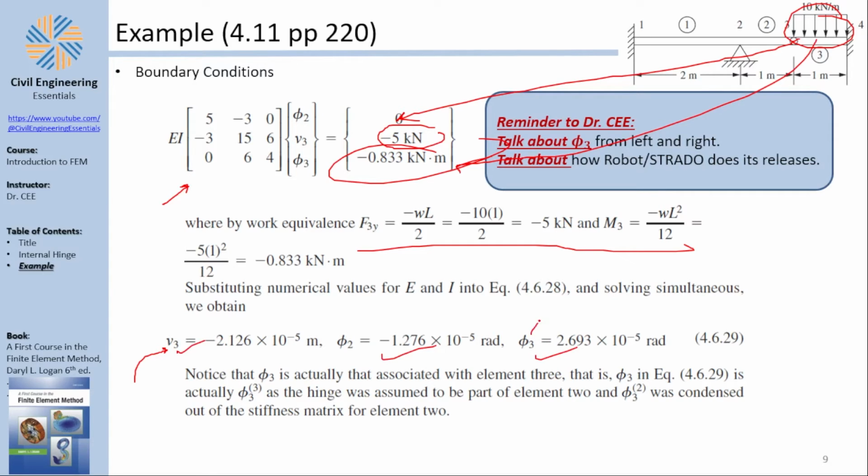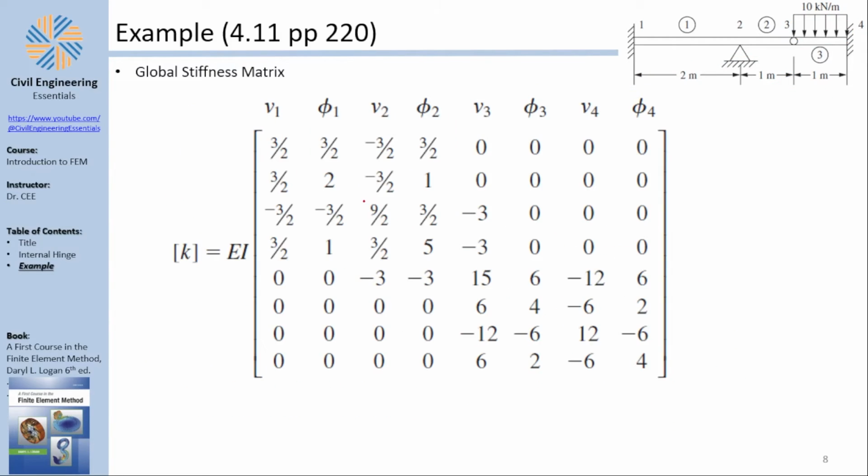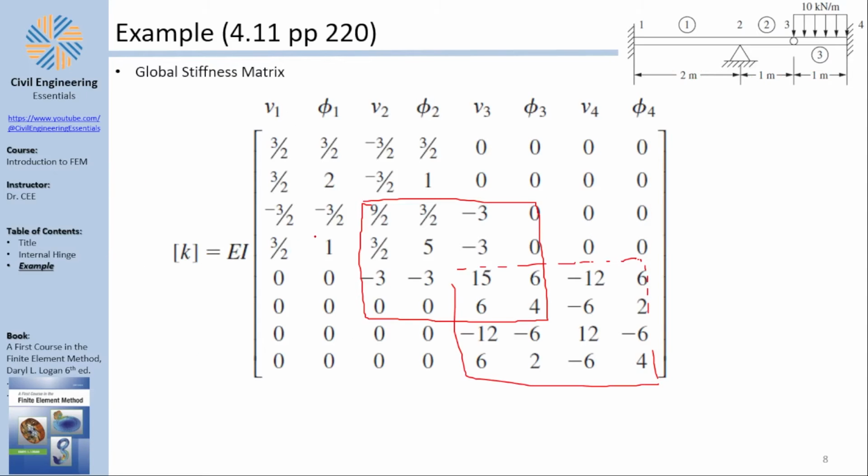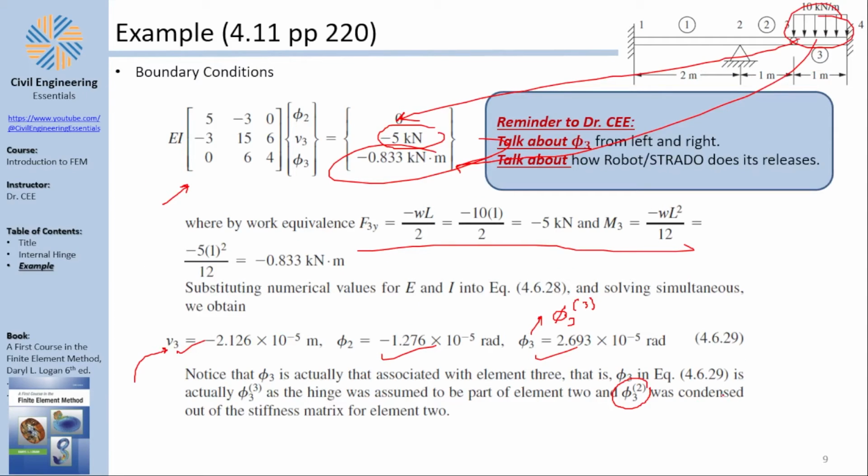But wait, this theta at node number 3 is the theta of element 3, because element 3 got no special treatment. How can you find theta 3 for element number 2? By using a regular stiffness matrix for element number 2 and giving a special treatment for element number 3. Like if you here use a special stiffness matrix for element number 3 and regular stiffness matrix for element number 2, then theta 3 that you get here is going to be theta 3 of element number 2. So that's the solution of this example.